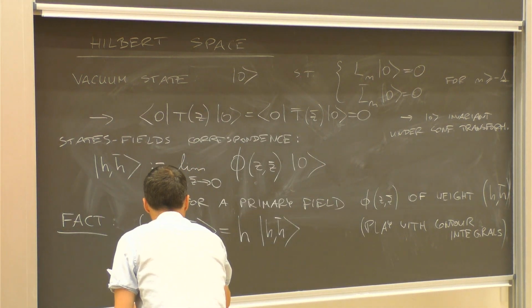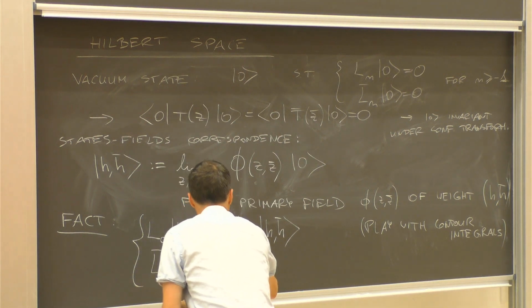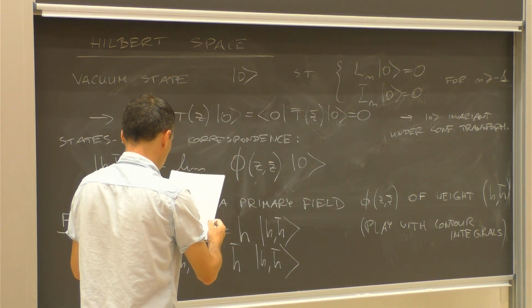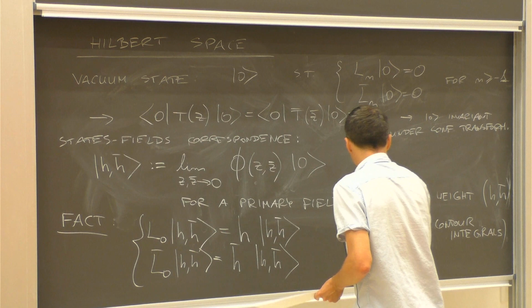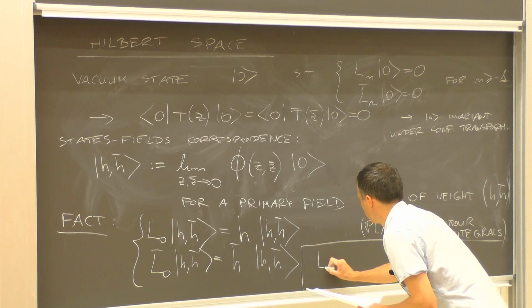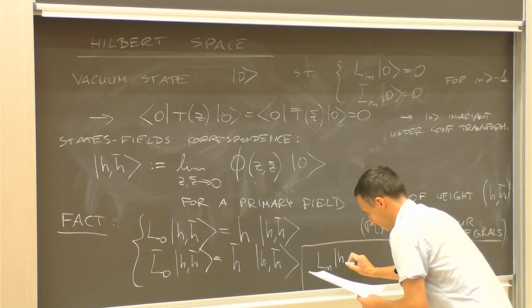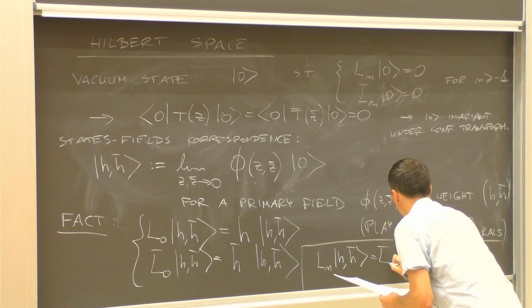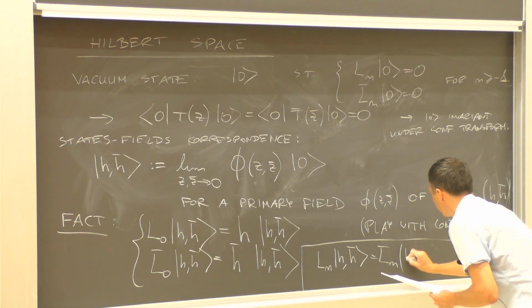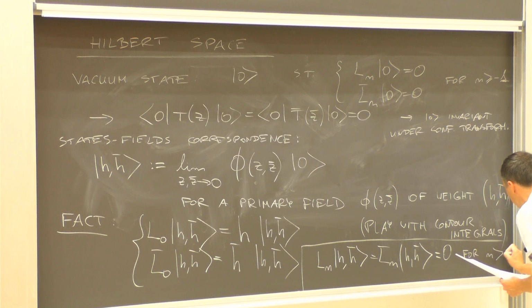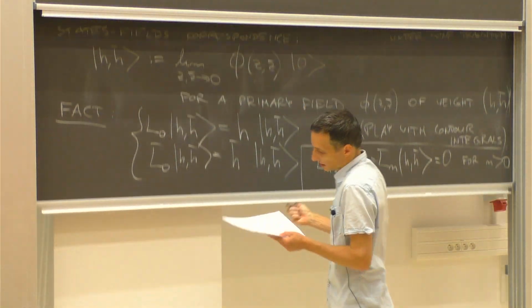And then similarly for h bar. And moreover, if you act on this state with Ln with positive n, you get just 0. So you can try to derive these expressions.